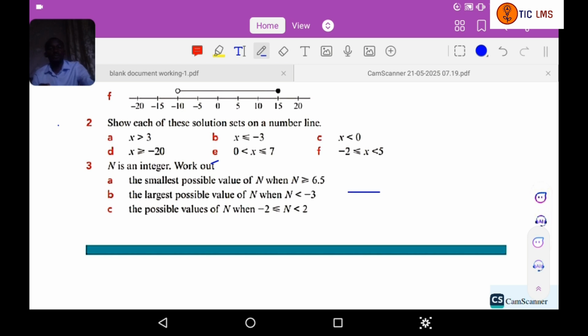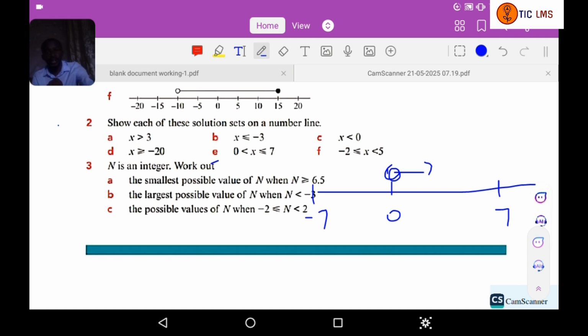So if you have your 0 here, you have your 7 here. Let's assume you have your negative 7 here. Now 0 is less than x, so the values of x are greater. If you draw your circle here, you're not shading it; you have values that are greater than 0. You move to the right. Now that's the first part of the question.